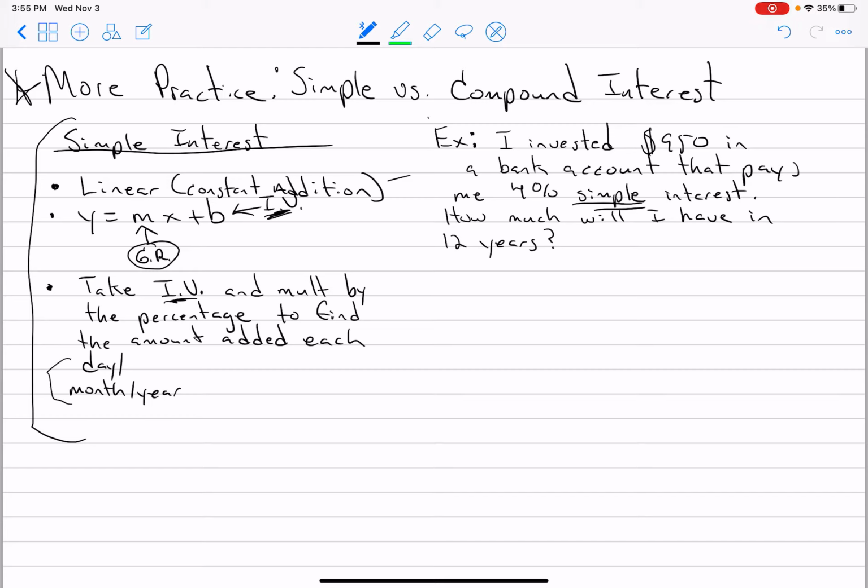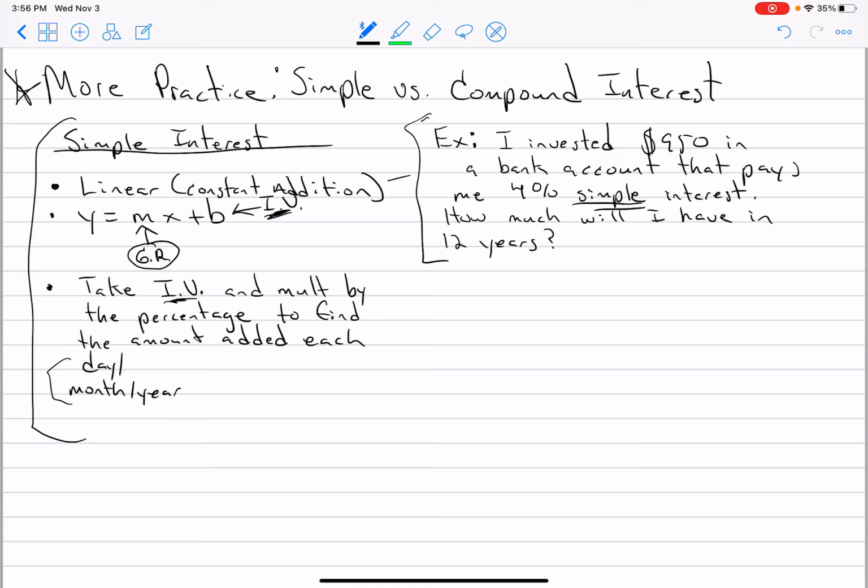All right? So now you paused it, you wrote that down. Now go ahead and pause it and write this part down. So here's my example. I invested $950 in a bank account that pays me 4% simple interest. How much money will I have in 12 years? Pause it, get that written down. If you're on top of the game, try it real quick. Cool, you did it. So let's see.